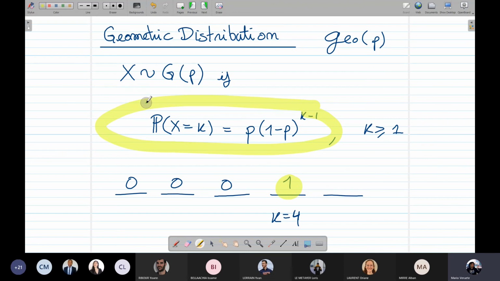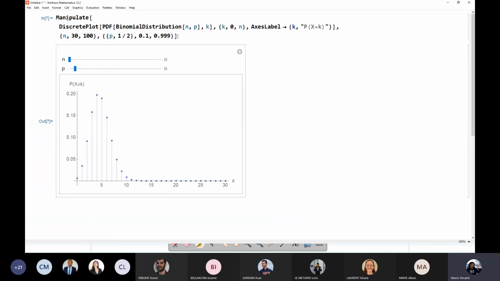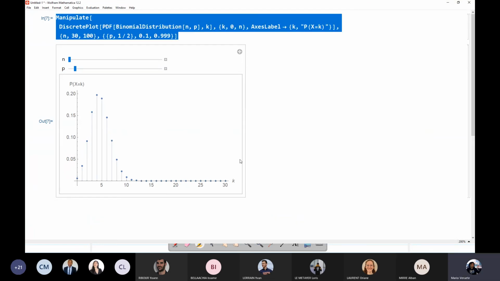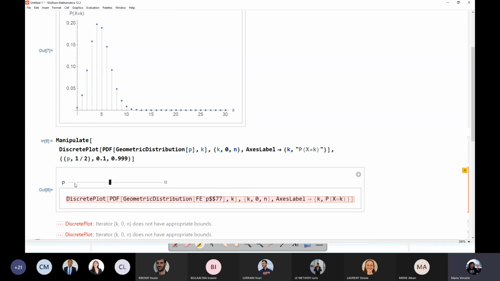Before we saw the binomial distribution. Now I can make the same thing, but with the geometric distribution, parameter p. I plot k against the probability of X equals k. I do not need this anymore.